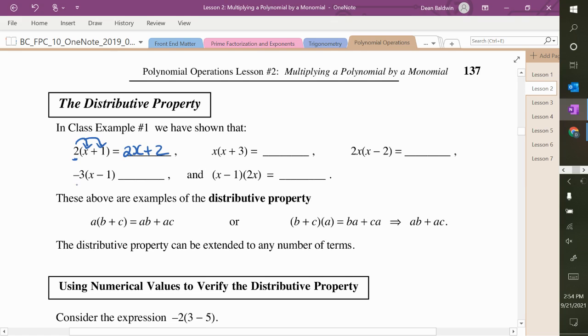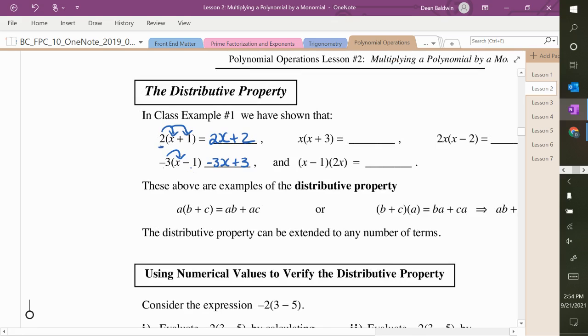If you have a negative number outside, the negative gets dumped in. Negative 3 times x is? Negative 3 times negative 1 is? Positive 3. That's the only trick here. Watch your signs. A negative times a negative is a positive. So this becomes negative 3x plus 1.